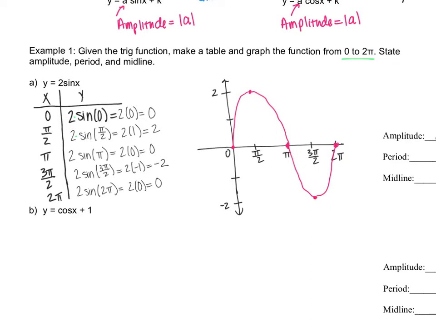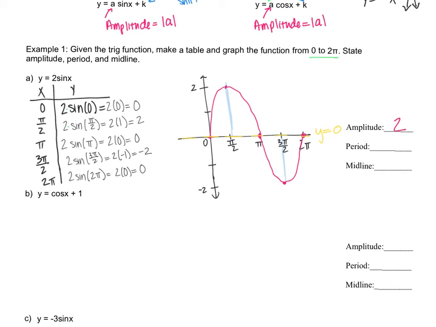And so I can see that my amplitude here, if I go from the highest point to, looks like right here is the midline because this is about 2 up and 2 down. So this would be considered the middle point of the midline here at y equals 0. So I have my midline at y equals 0. And it's about 2 units up, 2 units down to show the amplitude.